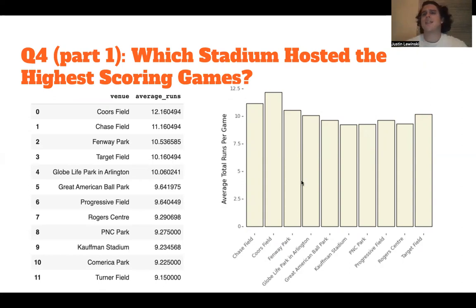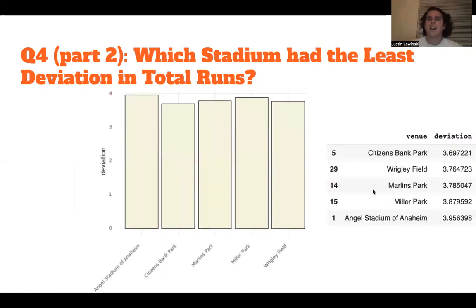You don't think about stadiums or teams when you think of runs scored, but obviously there's some sort of correlation here, and I think it's very interesting to see. And then when you look at least deviation, maybe you don't want to be surprised by something and you want to go to a game where you know what you're getting. When you look at the least deviation, Citizens Bank Park is your place.